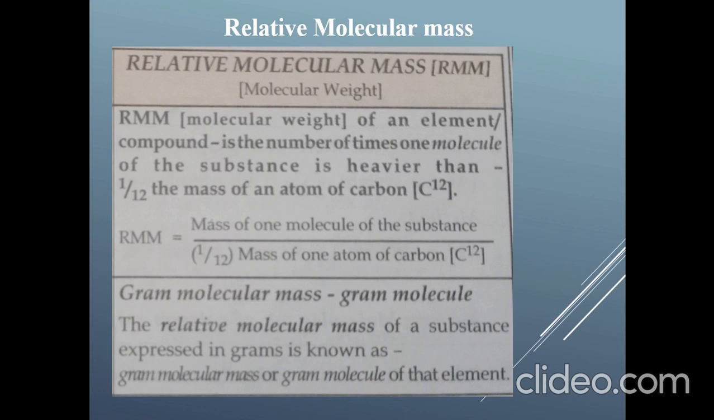So the relative molecular mass of a compound is the number of times a molecule of a substance is heavier than 1/12 of the mass of an atom of carbon. So relative molecular mass is written as the mass of one molecule of the substance upon 1/12 of the mass of one atom of carbon. And gram molecular mass is expressed in gram molecular mass or gram molecule of that element. In the upcoming video, let us understand the concept of relative atomic mass and relative molecular mass in more detail. This will help you to solve the numericals.